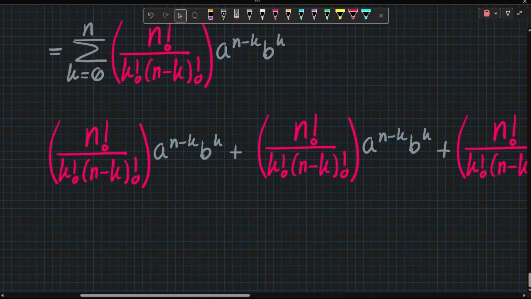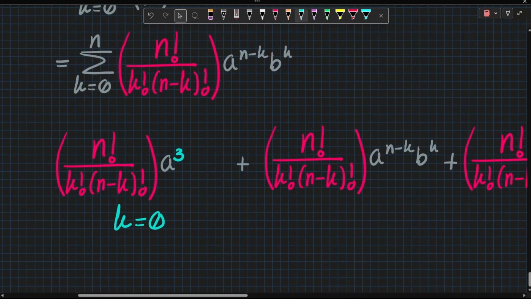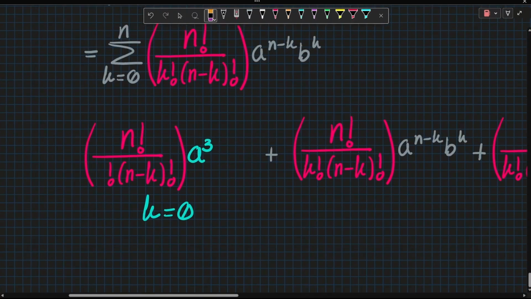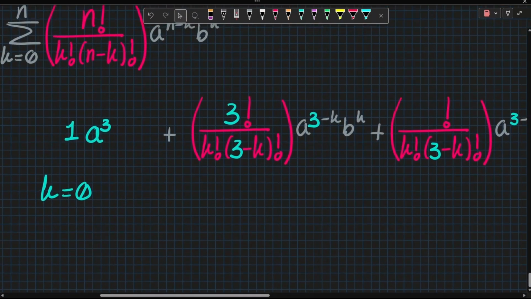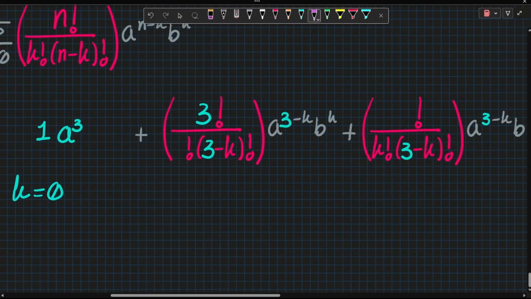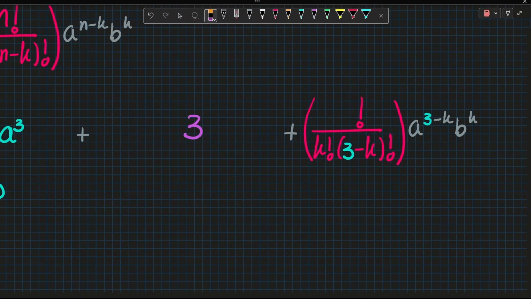When k starts at 0, we'll do blue for k equals 0. When k equals 0, b to the 0 is 1, and a to the n minus k is a to the 3. Okay, so this is the situation where we had a times a times a for my choices, which means we chose from the same bin 3 times. Our k is 0. 0 factorial is 1. We have 3 factorial over 0 factorial times 3 minus 0 factorial. It's still 0 factorial. Now, k is equal to 1. 1 factorial is still 1. This time we have b. 3 factorial over 2 factorial is just 3. So here we have 3a squared b.